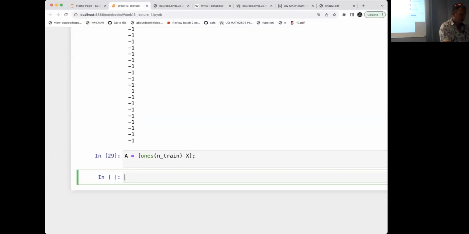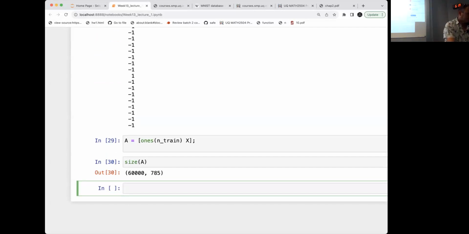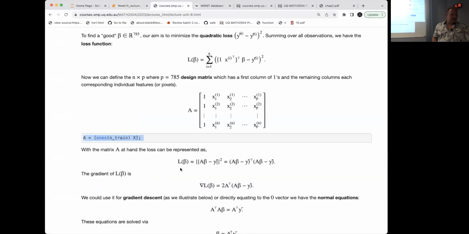Okay, so it has this ones, all right? So the size of A is 60,000 by 785. Okay, so this loss, you can actually also compute the gradient of the loss.